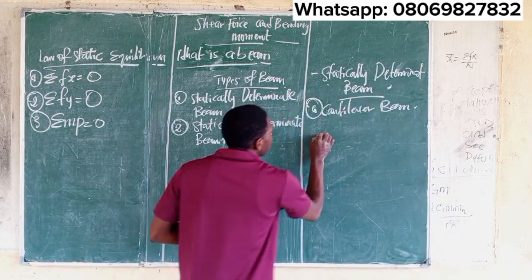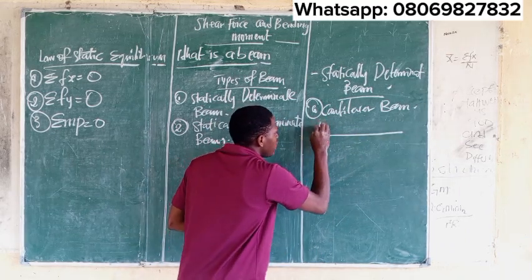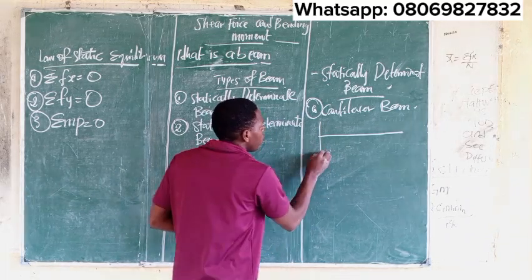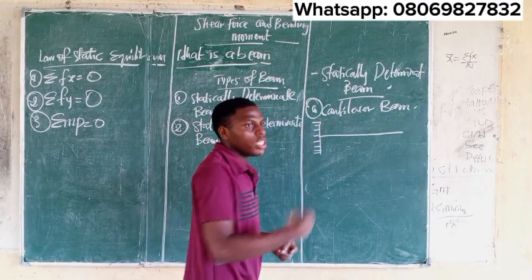So you have a beam to be this. The cantilever beam, the support is at this end of the beam, fixed at one end of the beam. So this is your support at this end. And the support is fixed.